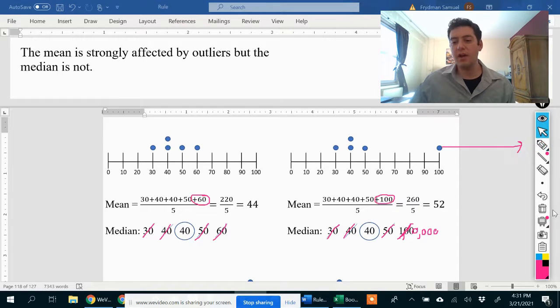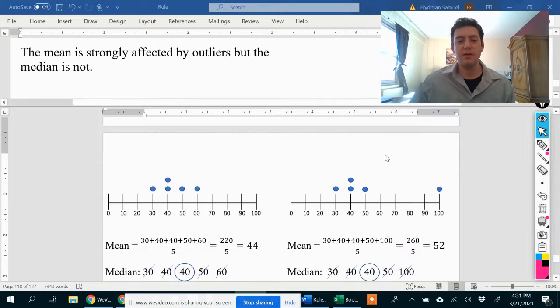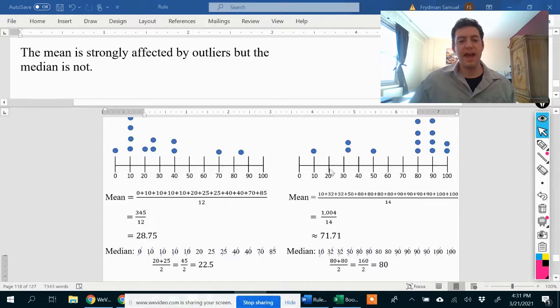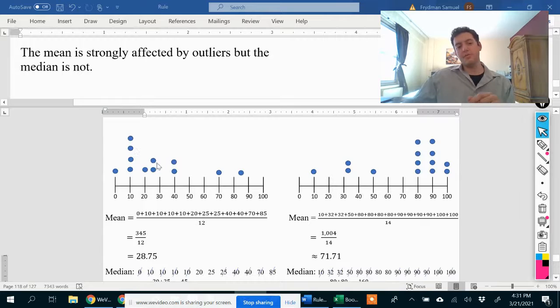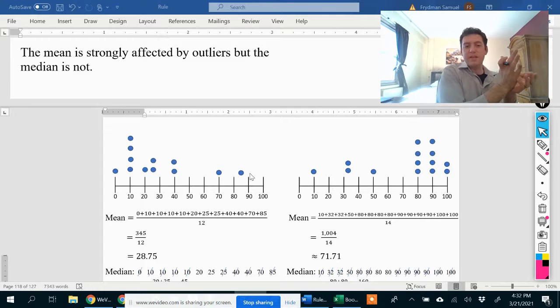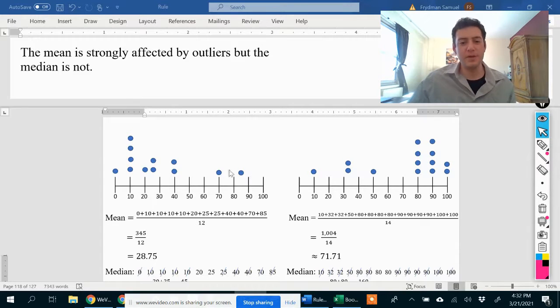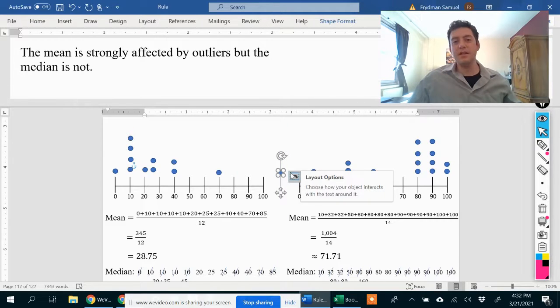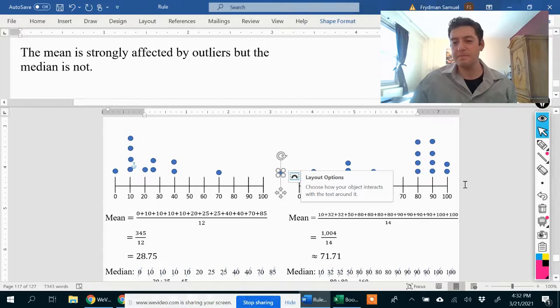And that's why we can see, going back to the last example that we did, having a tail where the numbers move really far in one direction, it's going to move that mean further in that direction. If we were to take one point and move it really far away, then the mean would follow, but the median would not. Okay?